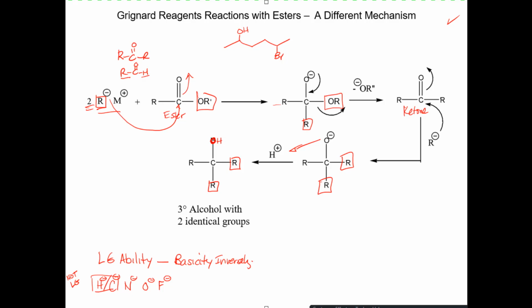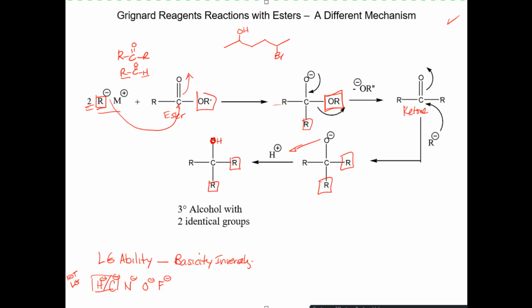Then the O minus attaches the H plus to it, and we form the final product. So in this case, with an ester, I'm going to add 2 equivalents of Grignard, and I'm going to form a tertiary alcohol with 2 groups added. Okay, so that's the difference in mechanism. Whenever we have a potential leaving group here, it will leave and reform the carbonyl. And that's going to be the case throughout the semester. So I'm going to say that over and over again.